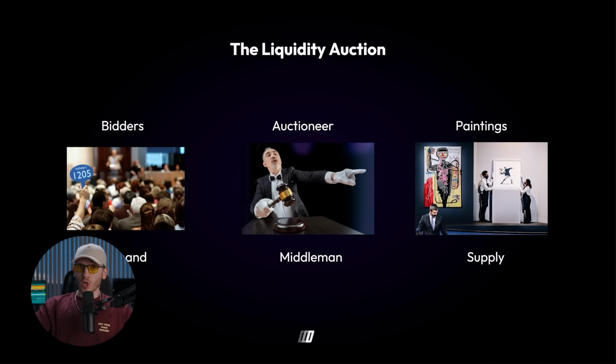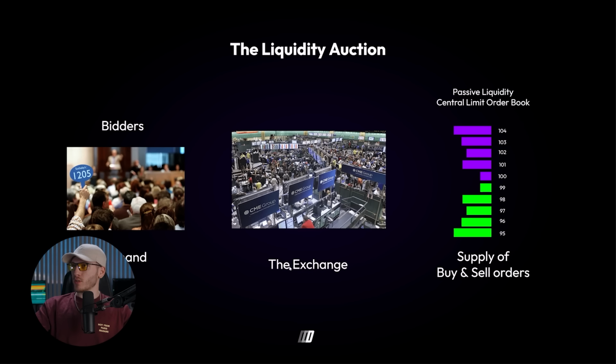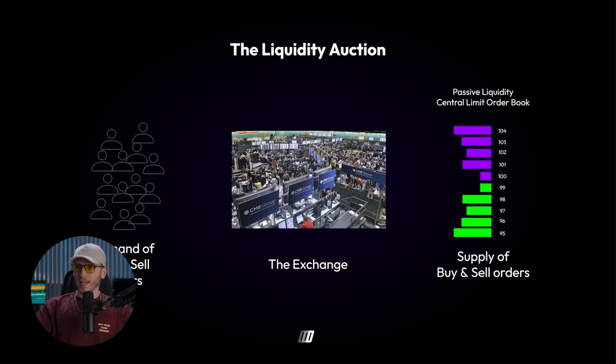The difference with a normal auction is that instead of paintings, you have a supply of buy and sell orders at each level of price. So you have sell paintings being offered at the upper prices and buy paintings being offered at the lower prices. The auctioneer or the middleman is actually the exchange, which is in charge of matching buy and sell orders. And then there is a demand of buy and sell orders. So there is a supply of buy and sell orders and a demand for buy and sell orders.